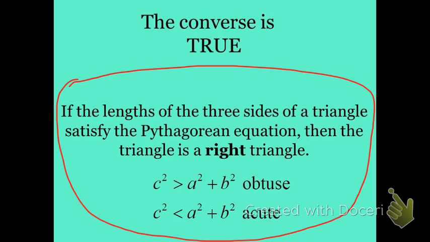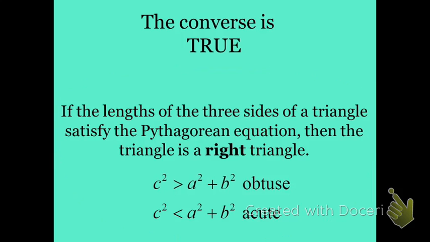But first, I want to give you a little visual of how to remember when a triangle is right, when it's obtuse, and when it's acute. So, let's say we have a right triangle right here. It's a right triangle with legs a, b, and c. So since it's a right triangle, all is right, no pun intended, with this picture, and a squared plus b squared equals c squared.